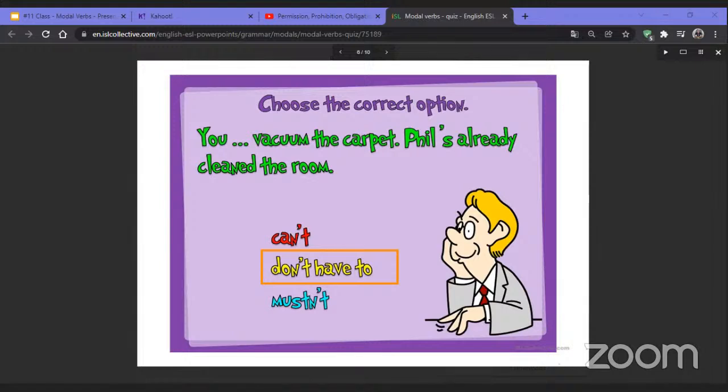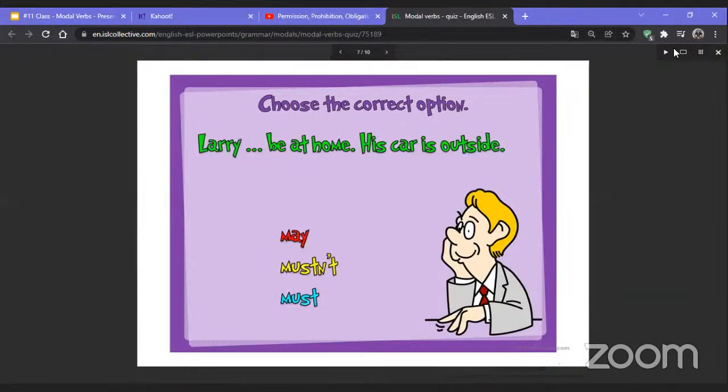Okay, let's do just one more and we got it for today. Just one more for you, Jhonny. So in here we have Larry. Larry may be at home. His car is outside. Mustn't be at home or must be at home? I will say may. Larry may be at home because his car is outside. That's correct. Makes sense to me.